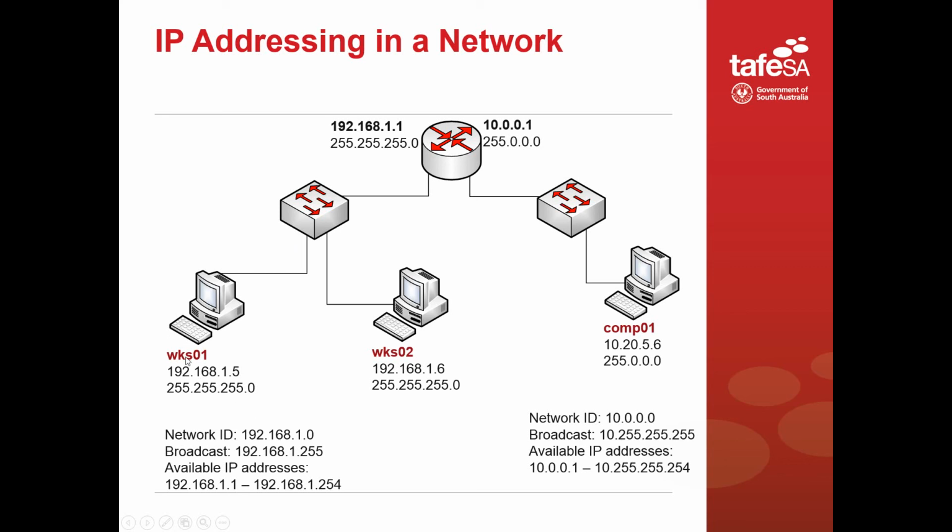But if workstation 1 wants to send a packet to comp01, it needs to know where to send it, because it doesn't know anything about this network. And the router is the one that knows where to forward traffic to. On the computer, this is known as the gateway. So every computer needs to be configured with a gateway address.